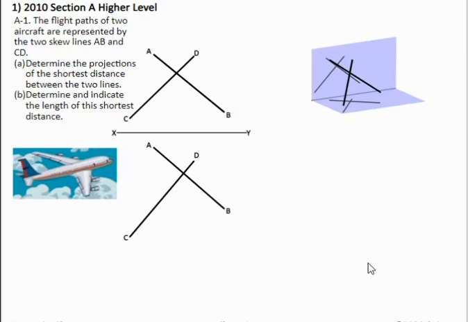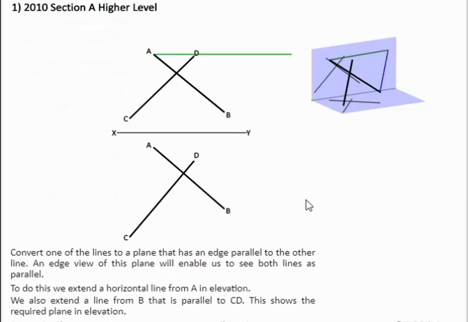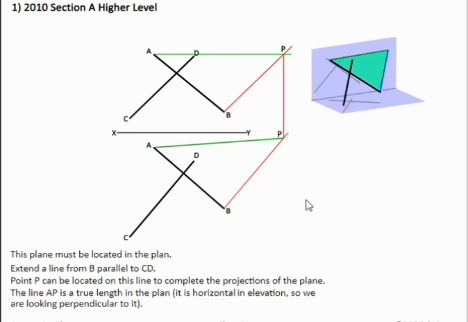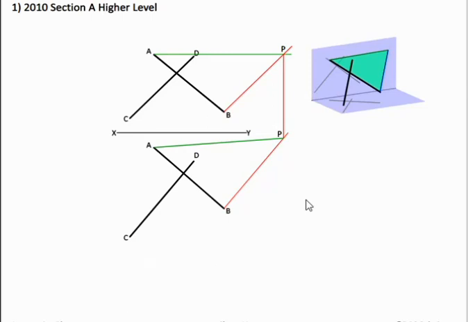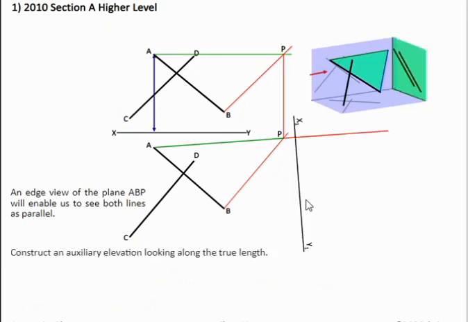So this is a useful method of using skew lines in real life. To construct this, what we start off with is take one of our lines, so from A in this case, a parallel or horizontal, then from B parallel to CD, we locate point P, bring this down to plan by extending B parallel to CD. That finds us our horizontal line in plan, which we now know is a true length. So we're going to look along this true length, x2, y2.